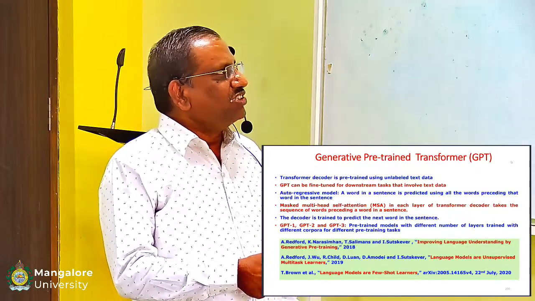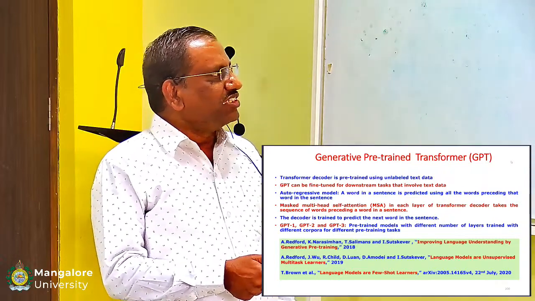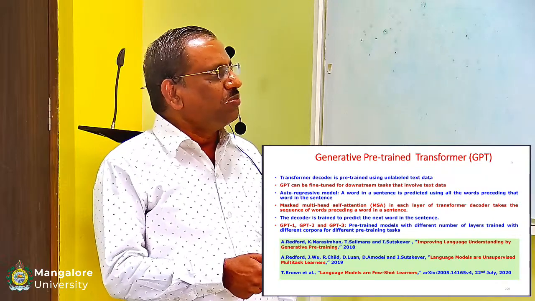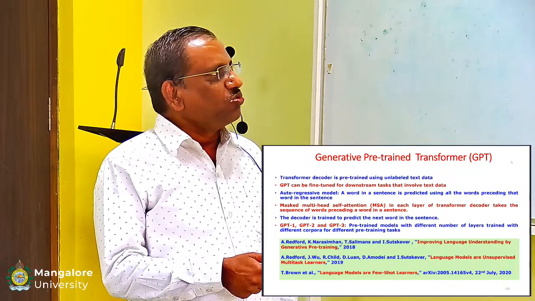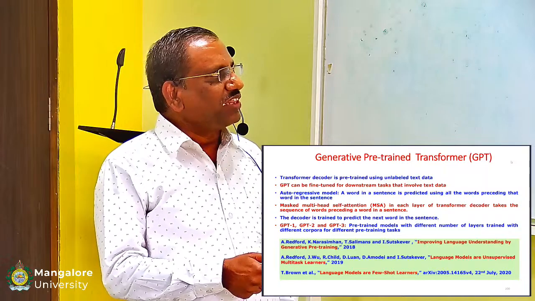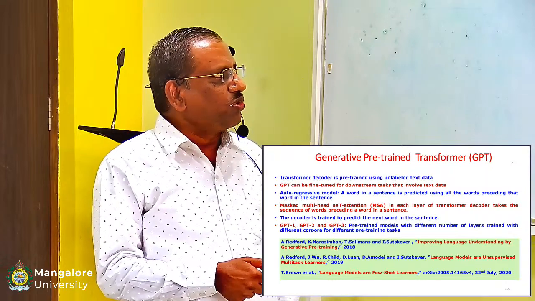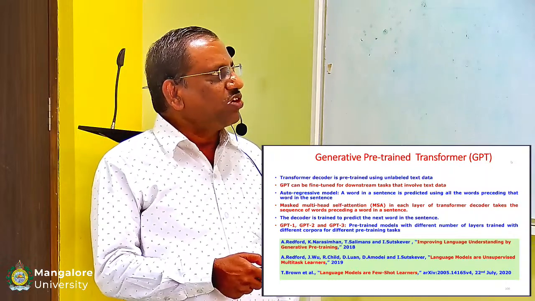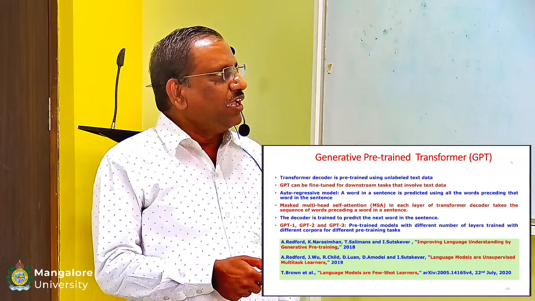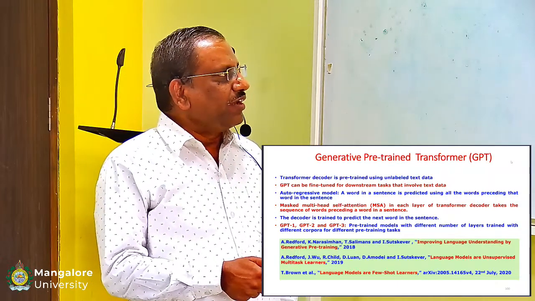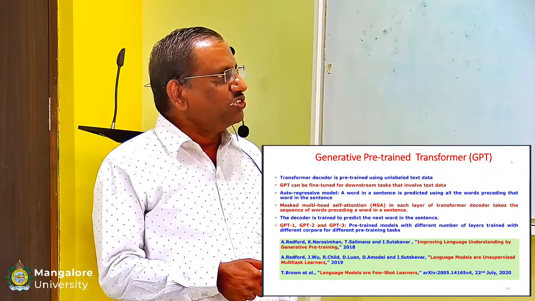Similarly, for the GPT model, as I said, the difference is that it is a unidirectional prediction, but it also performs similar operations. Here also we perform the pre-training using text data where there is no desired output. Once this decoder is trained, it can predict any new sentence. Typically this GPT model is used in the decoder stage.